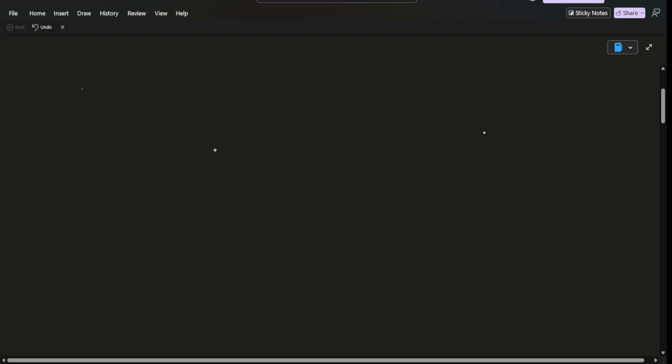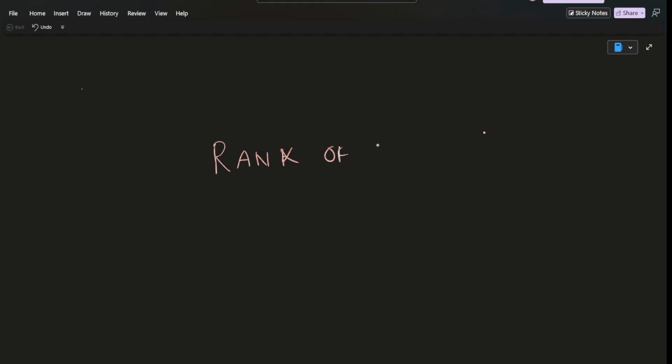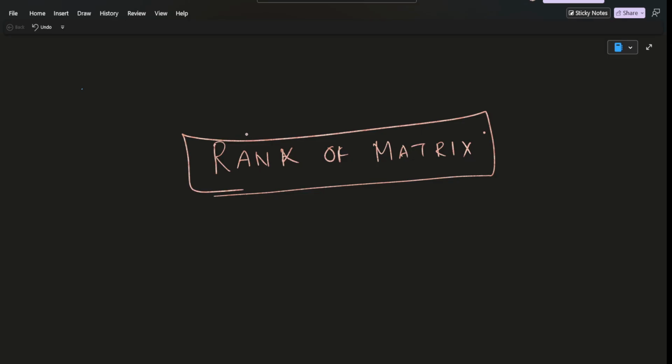So, in this video, we are going to learn what is the rank of a matrix. This is the most important and demanding topic of linear algebra. And in this video, we are going to discuss different types of definitions of rank. There is more than one way that you can define the rank of a matrix. This is very important. And how to find the rank?